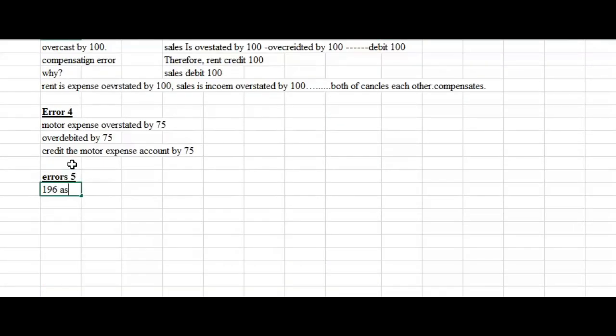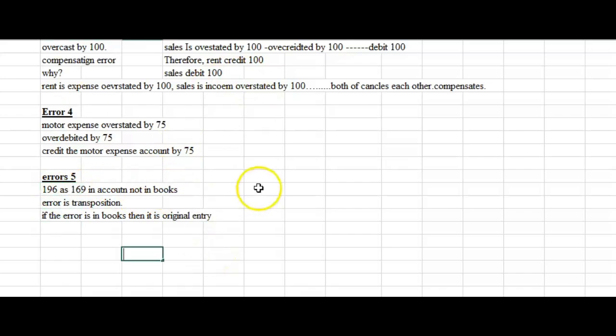In error 5, a payment to Jasper of $196 was recorded as $169 in Jasper's account. The error is clearly in the number recorded, which is a transposition error. You need to look closely to spot that the account shows the wrong figure, not a wrong account or debit or credit. If the error were in the books originally, it would be reflected in the original entry. Let's see how to fix it.